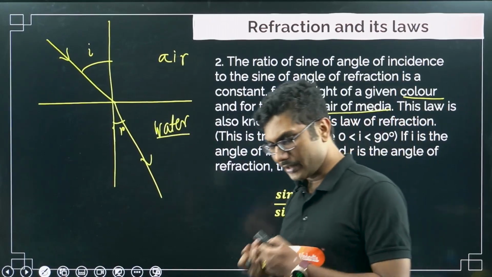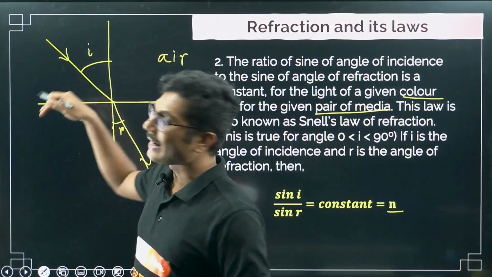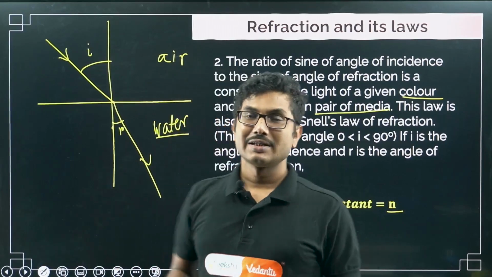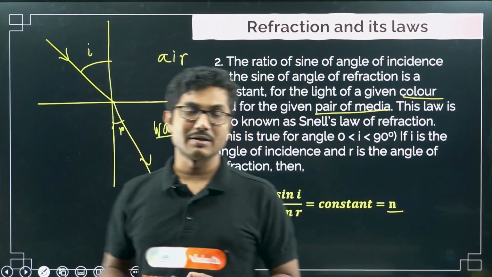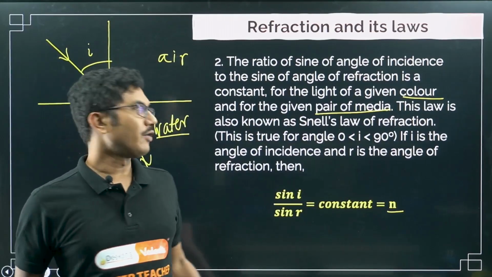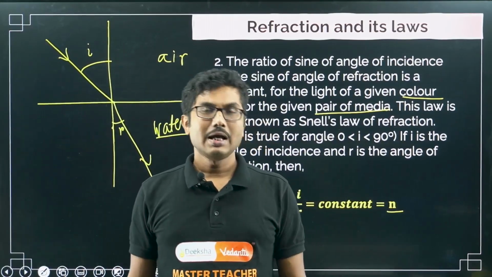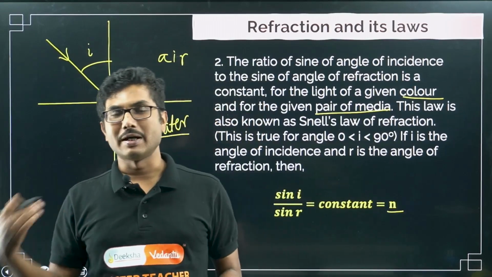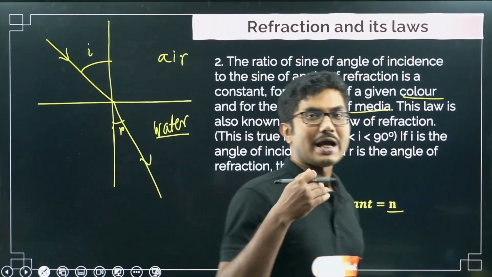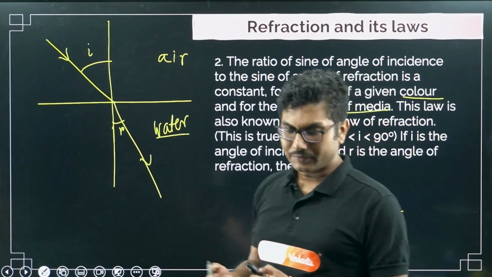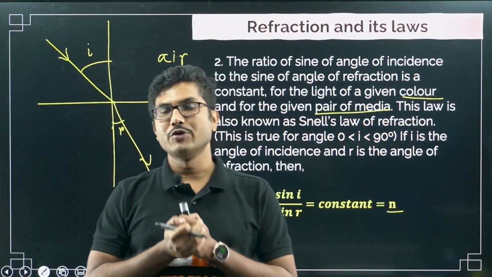No matter where you are doing it, no matter what the angle is, if you change the angle I, the angle R will change such that their ratio is constant. That is the beauty of this law. Even if you are conducting it in different countries, different conditions, as long as the pair of medium and the color of the light that you are using are the same, the value will be the same.